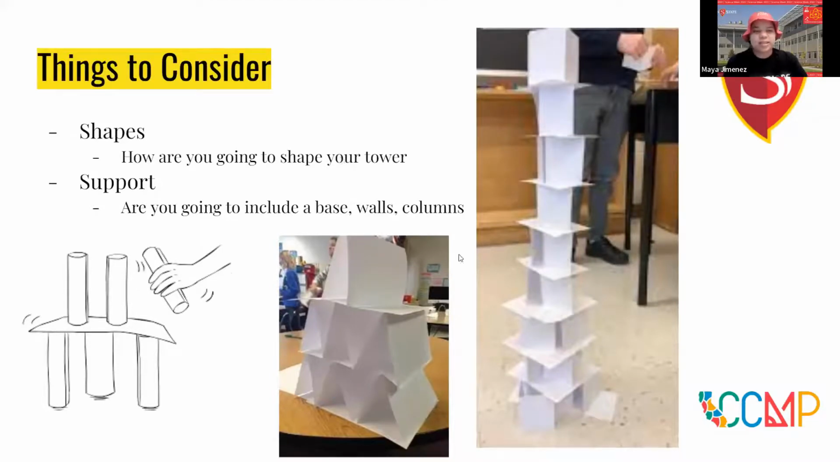And again, these are some things to consider. The shape: how are you going to shape your tower? Supports: are you going to include a base, walls, columns? And if you have any more questions as to the designing process, feel free to ask.